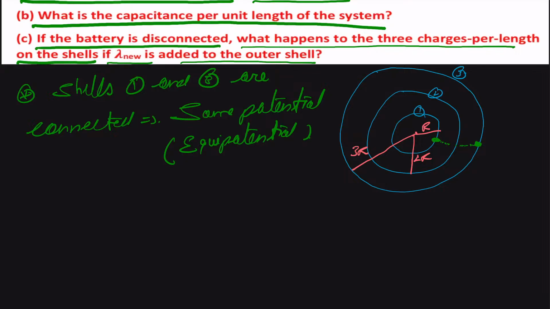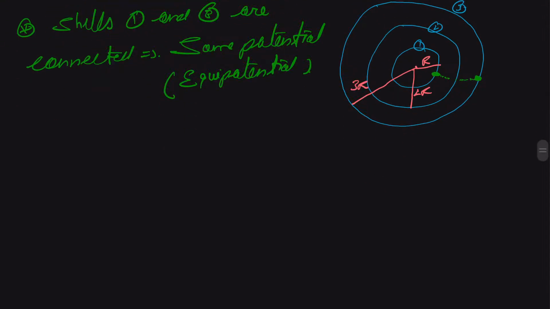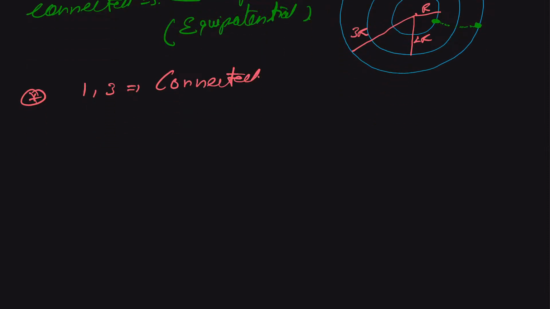And it says that when the battery transfers the charge from the middle to the inner and outer, the final one is having a charge density of minus lambda. So first of all, let's try to identify the capacitors, because this is going to form a capacitive circuit. For that, we are given that 1 and 3 are connected with each other. So it means we are going to have 2 capacitors.